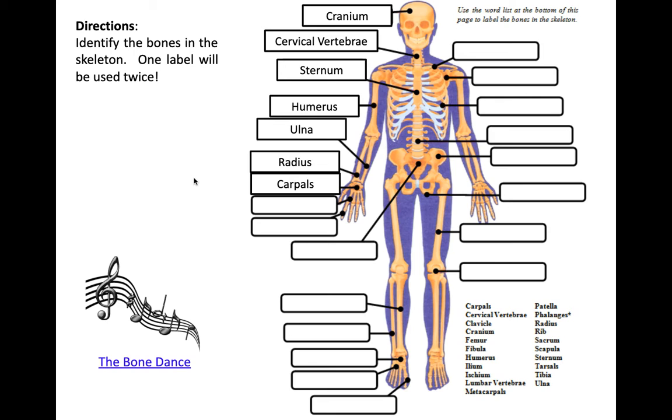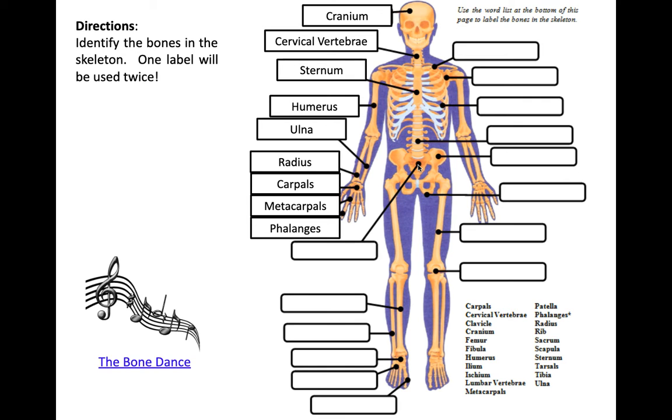And then you've got the bones in the middle of your hand. Those are called carpals. Very important for movement, as are these, the metacarpals. And then your fingers are known as phalanges.